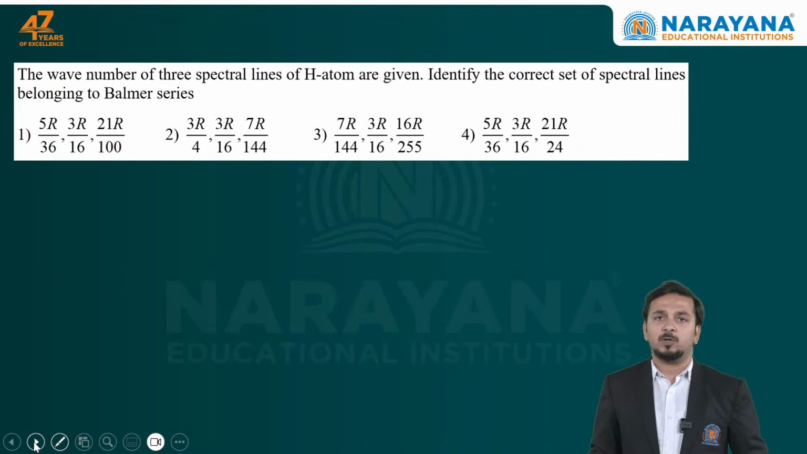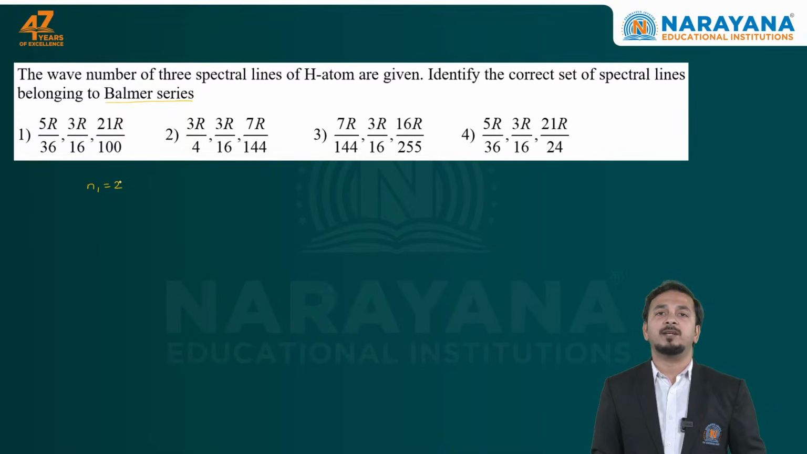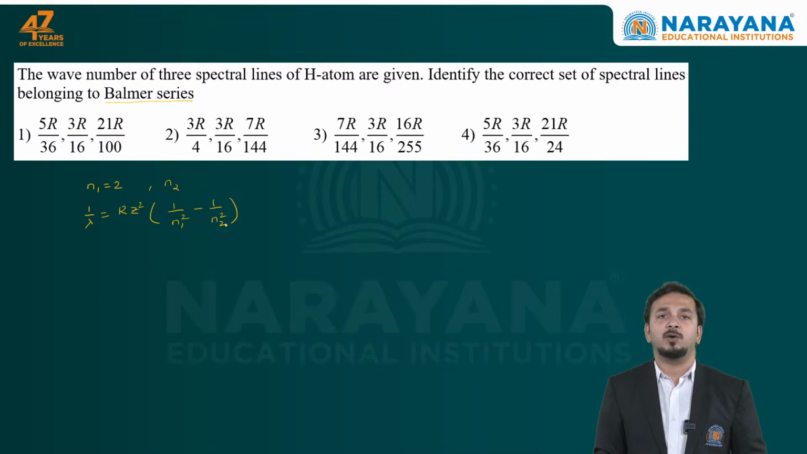The next question is from atomic structure and it is from the hydrogen spectrum. The question says the wave numbers of 3 spectral lines of a hydrogen atom are given. Identify the correct set of spectral lines belonging to the Balmer series. Now when they are saying Balmer series, it means N1 will be 2. The electron will make a transition from a higher orbit, which I'll take as N2, to orbit number 2. So I can write wave number as 1 upon lambda is equal to R Z square into 1 upon N1 square minus 1 upon N2 square. This is the formula to find the wave number.